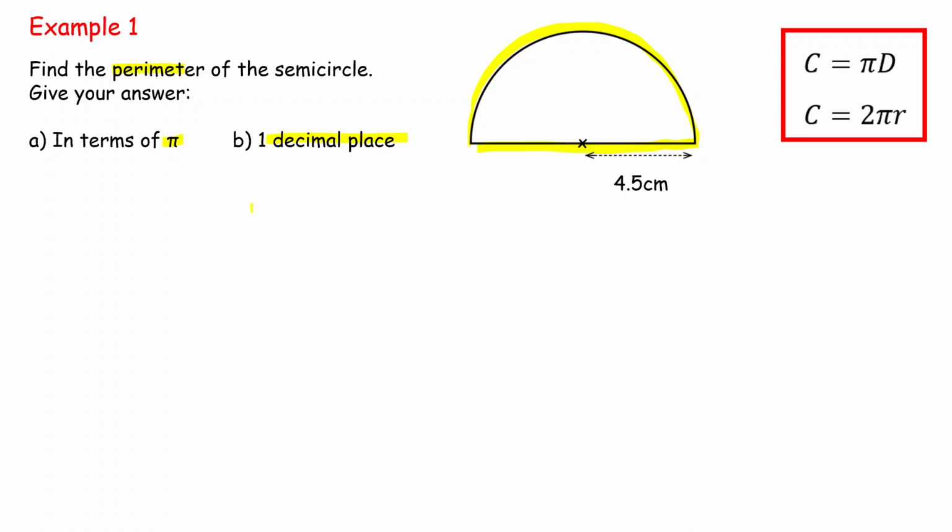Now, the way that I go through these questions, I would always go through it in terms of pi initially, as you'll see later, because you don't get any rounding issues, and then I convert to decimals at the end anyway. So it will work out nicely.